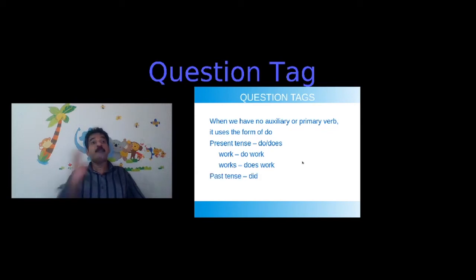And for past tense, we have to use did. Worked will become did work. So here the word did makes it into its past form. That's why after did we use work and not worked.